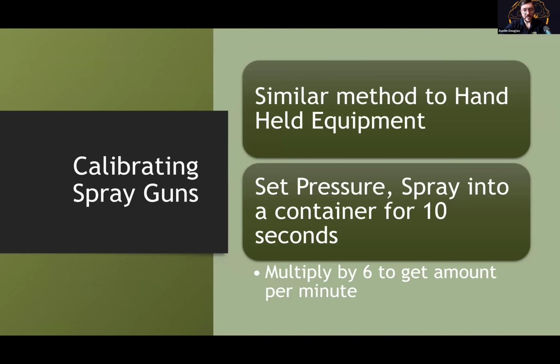So how do we calibrate a spray gun? Similar to handheld equipment, you set the pressure, you spray into a container. I put here 10 seconds, but you can do it for a minute if you want to know how many gallons per minute you're spraying. You basically do that and you multiply by 6 to get the amount per minute. So you don't have to do it for a minute. You could do it for 10 seconds and then extrapolate the data out to 60 seconds. But it's always good, right? If you're just doing it with water and you have the time, take 10 minutes and do it 10 times, right? And then you'll have an average and then you can figure that out.